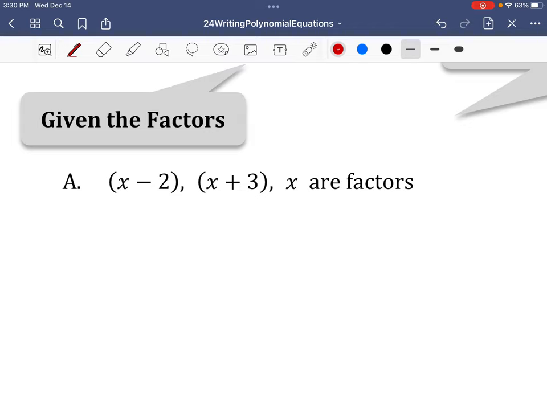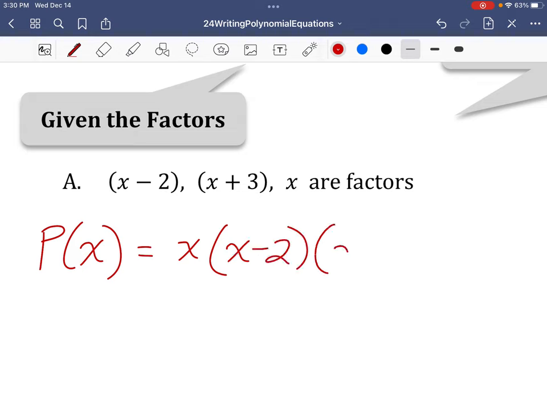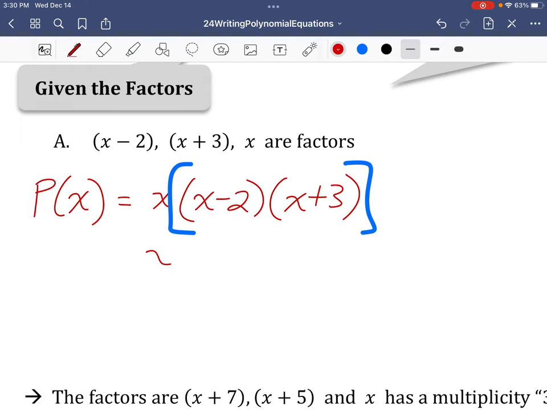You see, if you have the factors, isn't it true that the factors actually make the equation? Yes, it's true. The factors make the equation. If you multiply them together, that's all we've got to do. We're going to multiply these factors together, and when you expand that all out, you're going to have an equation. We just have to multiply very carefully.